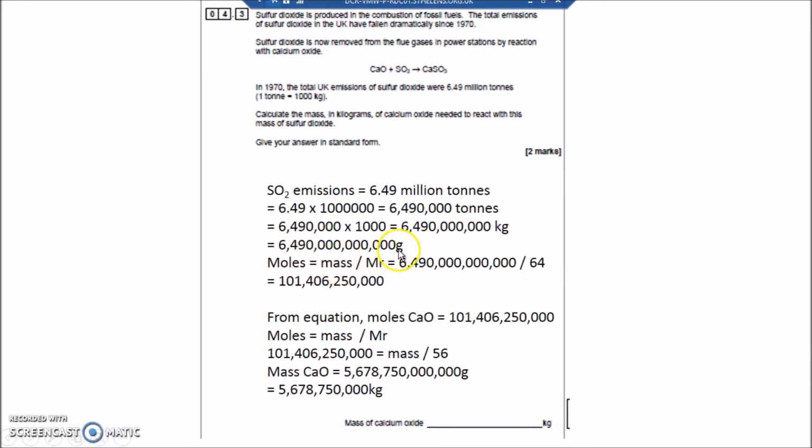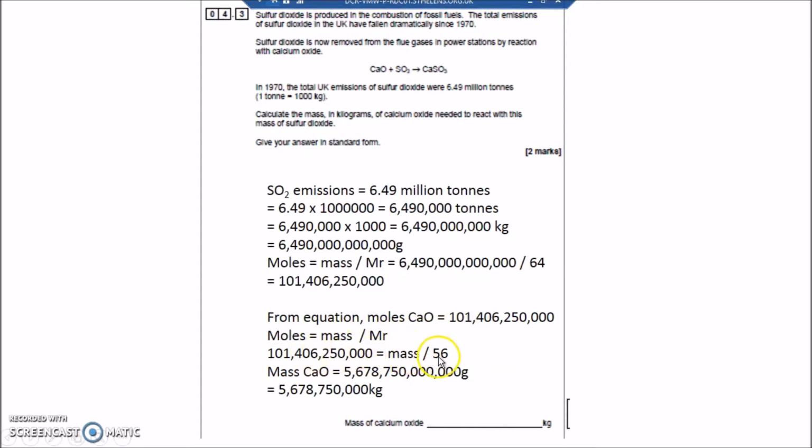So now I can work out the number of moles. Remember, it's got to be in grams for moles, because moles is mass in grams divided by MR. I've got the MR of the SO2 as 64, because I've got a 32 for the sulfur and two 16s is another 32. So 64. 6,490,000,000,000 divided by 64 is this large number here. From the equation, the moles of calcium oxide has got to be the same, because it's 1 to 1. 1 in front of the calcium oxide, 1 in front of the SO2, so the number of moles of calcium oxide is the same. Then you convert it back again, so moles is mass divided by MR.